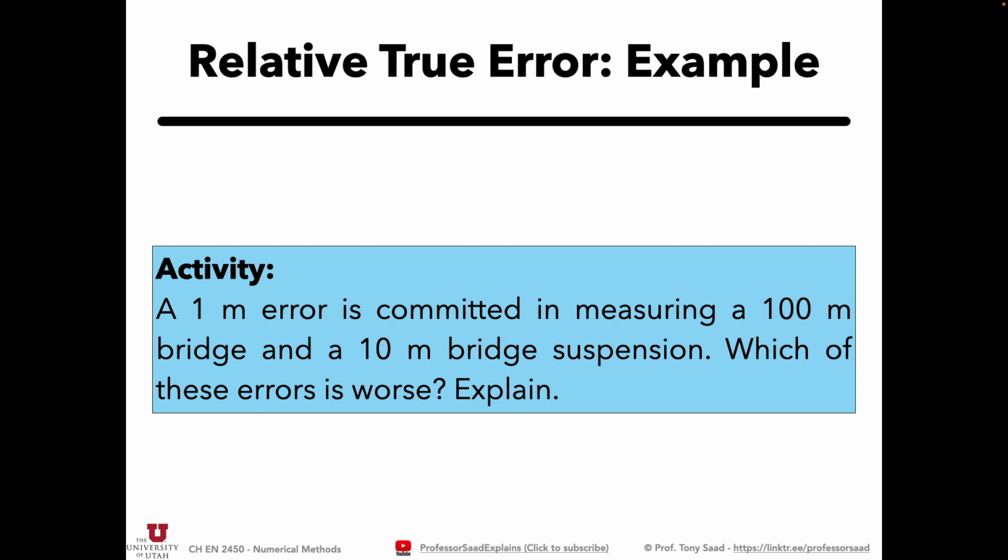Okay, so we got an answer. I hear 0.1%. Pardon me, 1% in the 100 meter one, and the second one, 10%. So what do you got? Anybody else got some numbers? So we have 1% error we got from the team here in measuring the bridge, and 10% in measuring the suspension. Do we have similar numbers? Yes, correct. I agree.